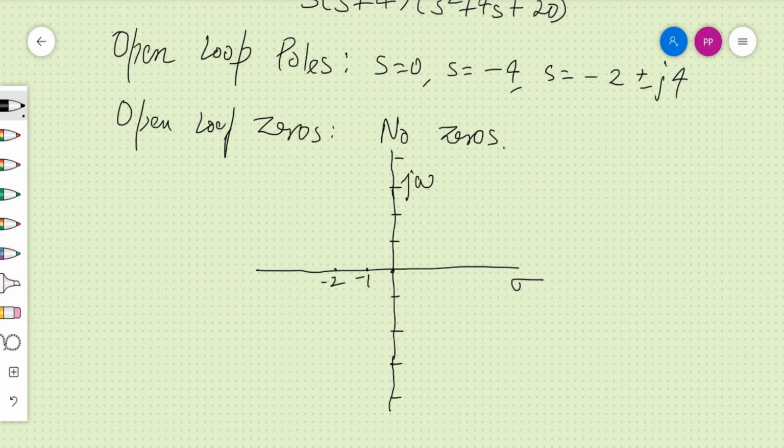So the first plot is the pole at the origin, so I place a pole at the origin. The second plot is a pole at minus 4, so this is again minus 3 and minus 4, so I place a pole over here. Then we have minus 2 plus j4 over here. Again we have minus 2 minus j4. So that is how we have to plot it.